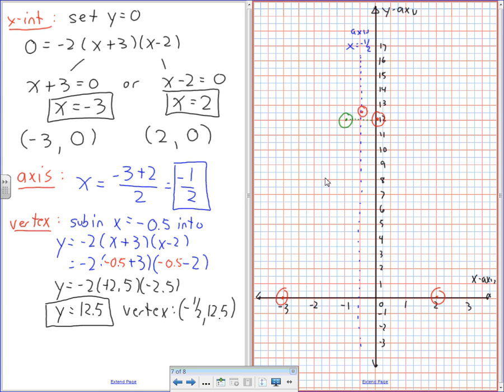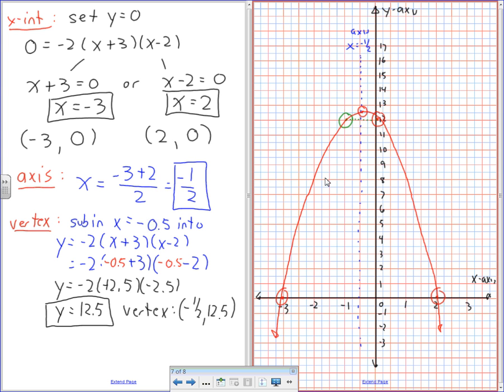All right, so I'm going to draw my parabola. It's going to look something like this. I'm going to put arrows on both sides. Please remember, a parabola is supposed to be a curve. So if you use a ruler to, don't. It's not supposed to be straight.